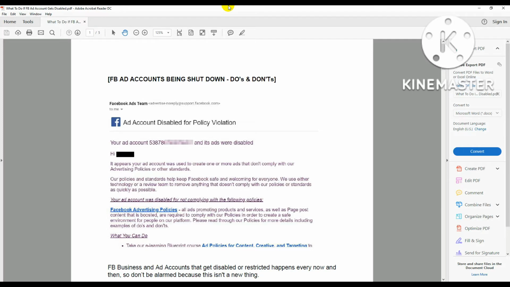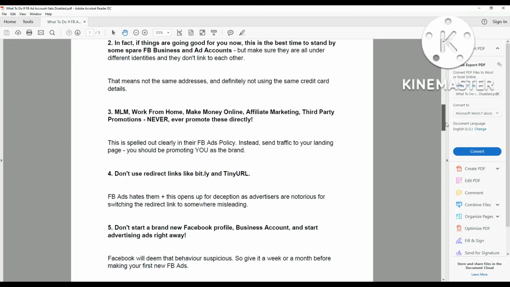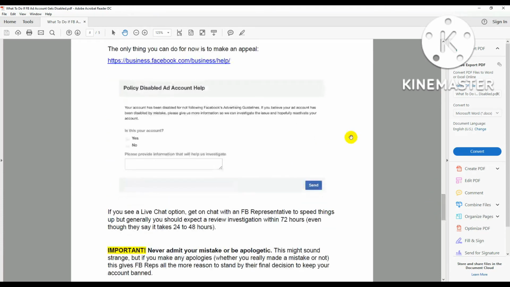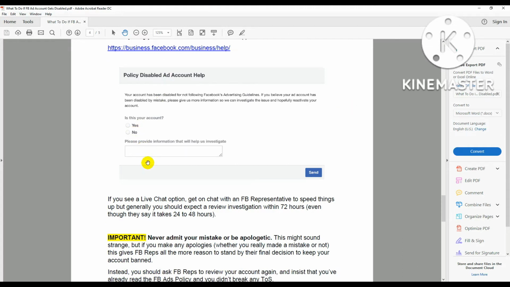What you want to do is appeal. You will probably be given a link right off the bat: if you find this to be a mistake, give us more information. You'll be able to click on the link and arrive at a simple form like this. Is this an account? You're going to put yes and provide information. Now, you don't really have a lot to write here, to be very frank.